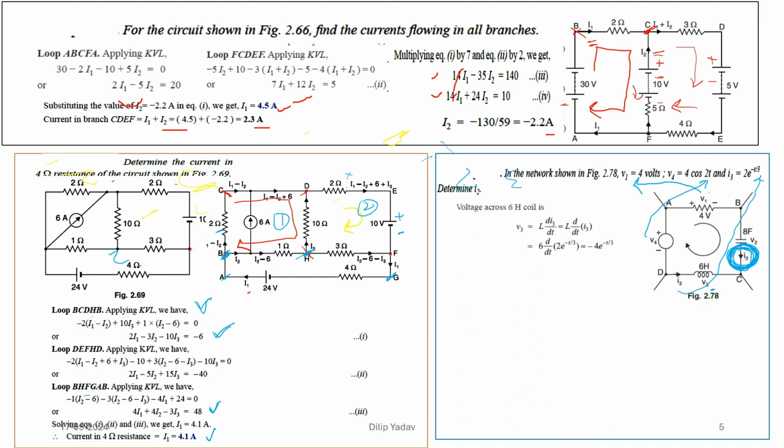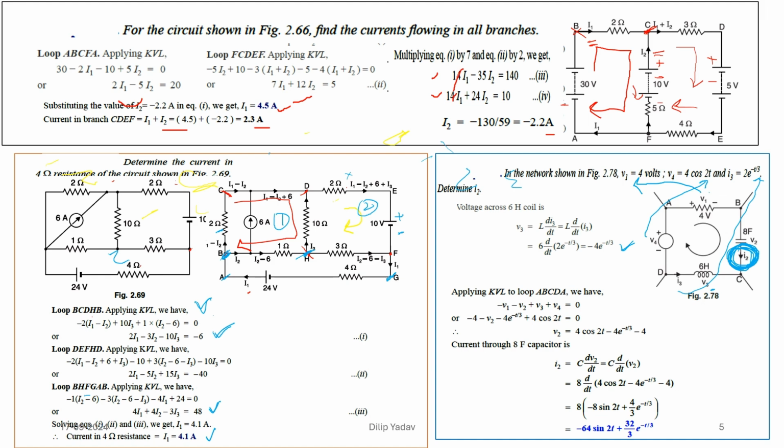So how are we going to calculate? We know the formula, V is equal to L dI over dt. By taking the L and differentiating the I3 value, which is 2 e to the power t by 3, we have obtained V3. Now we are going to use the fact that the total summation of the voltage should be equal to 0. That is the KVL equation.